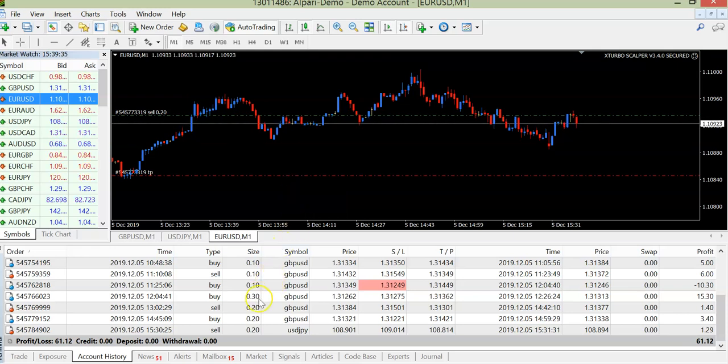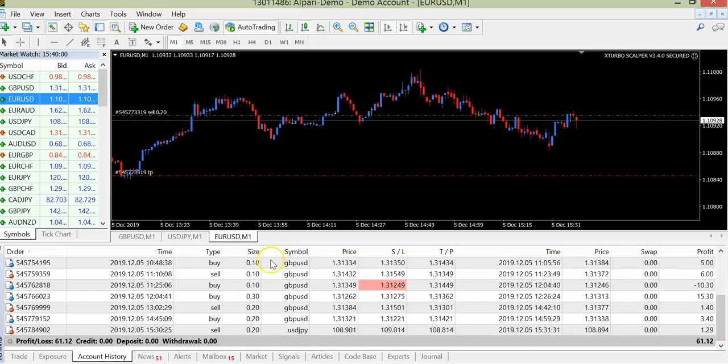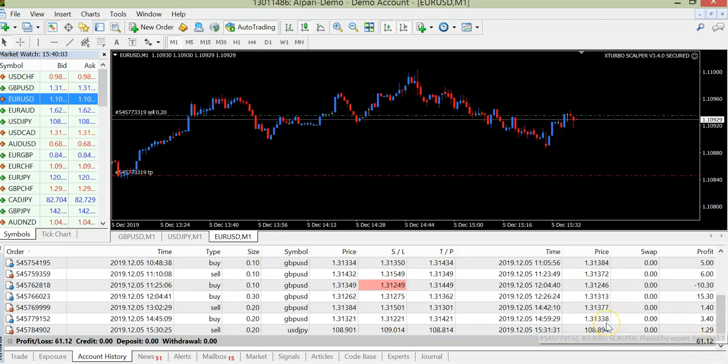But if I had started in the beginning with 0.20, I would have over $100 here. But in the beginning I started with 0.10, and the first one only was the bigger one by my mistake, and all others are smaller. So on average you can make $100 per day.